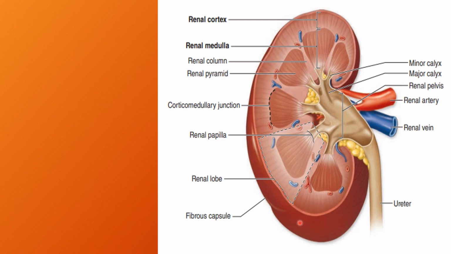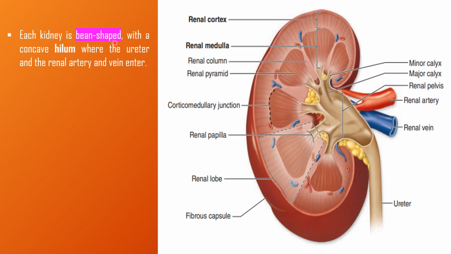This is the fibrous capsule, which is the covering of the kidney. This is the hilum, which is the concave shape. The renal artery enters through the hilum, and the renal vein and also the ureter exit through the hilum. This is the major calyx, this is the minor calyx, and this is the renal pelvis.